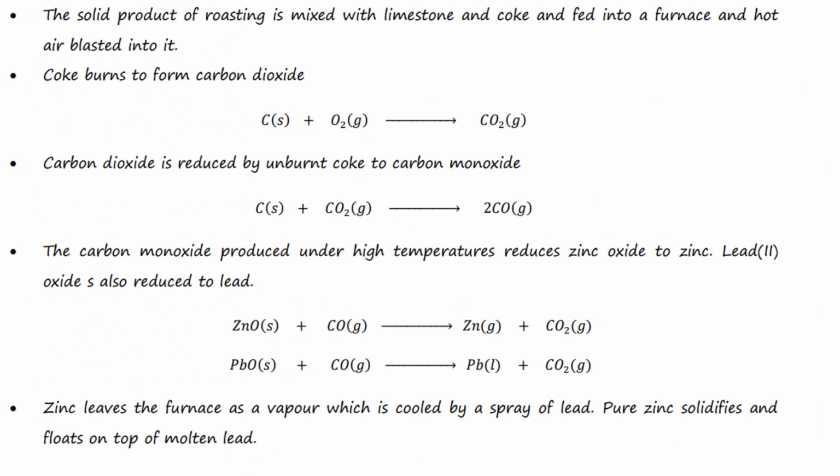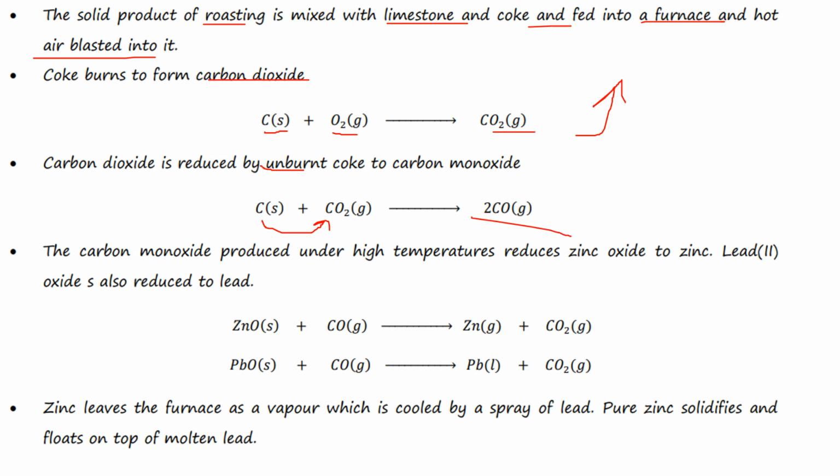So the solid product, the product of roasting, is going to be mixed with limestone together with coke, and is going to be fed into a furnace, and hot air is going to be blown into this furnace. So what happens is that the coke is going to burn to form carbon dioxide, just like we looked at it in iron. So coke burns in oxygen to give carbon dioxide. But as this carbon dioxide is ascending up the furnace, it's going to meet unburnt coke and they react together, and unburnt coke is going to reduce carbon dioxide for us to obtain carbon monoxide.